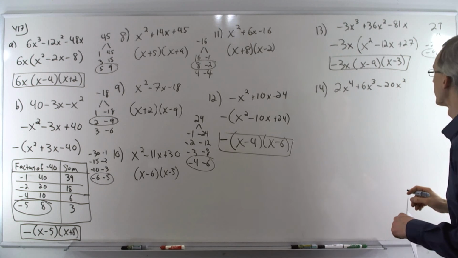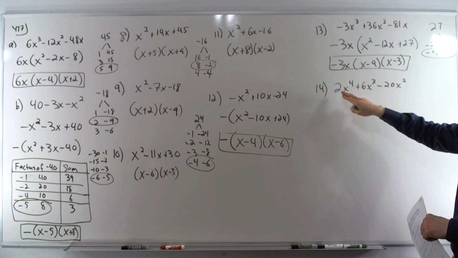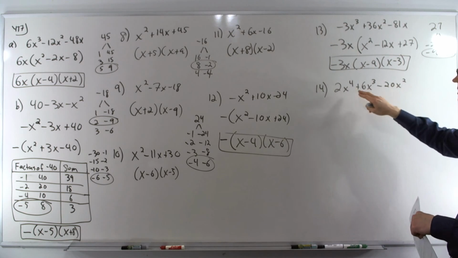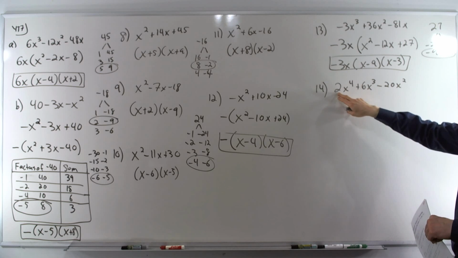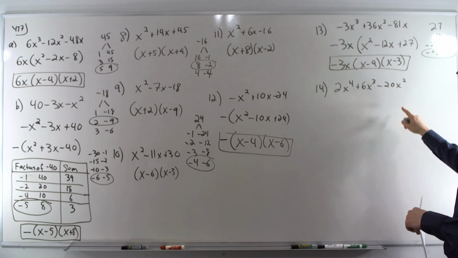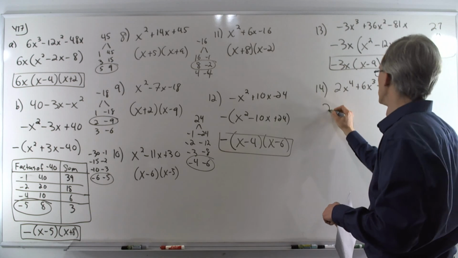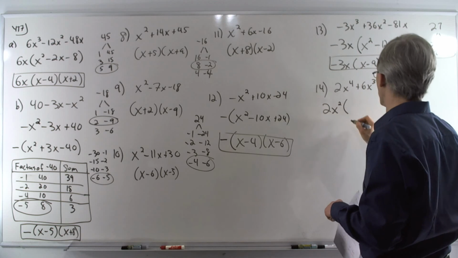Next up, 2x to the fourth plus 6x to the third minus 20x squared. All the coefficients are multiples of 2, so we can factor out a 2. And each term has at least two x's in it, so we can factor out x squared. So 2x squared is the GCF.